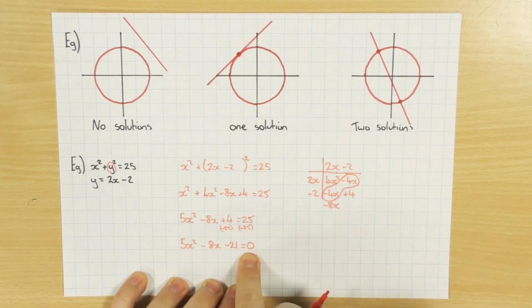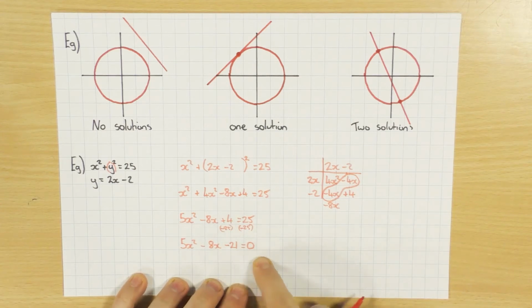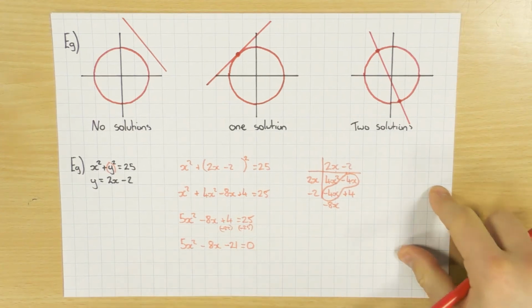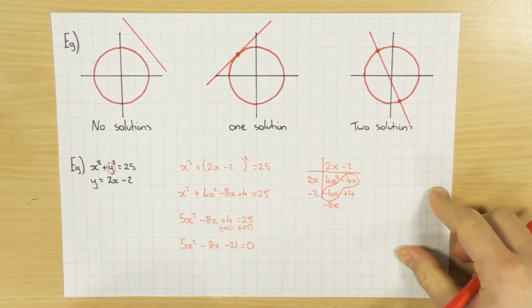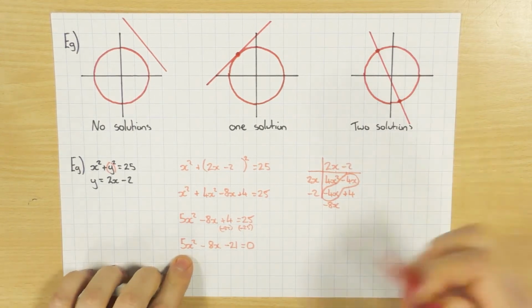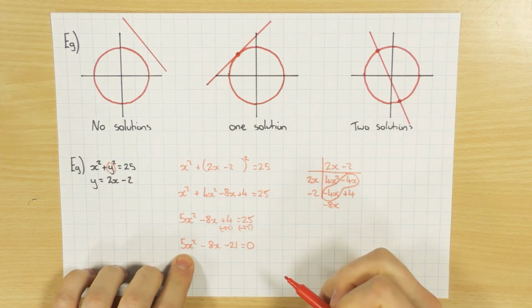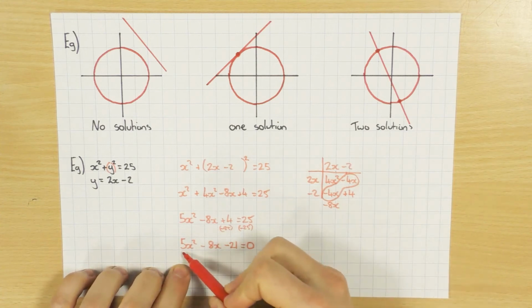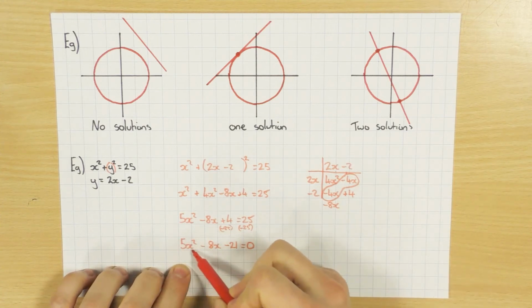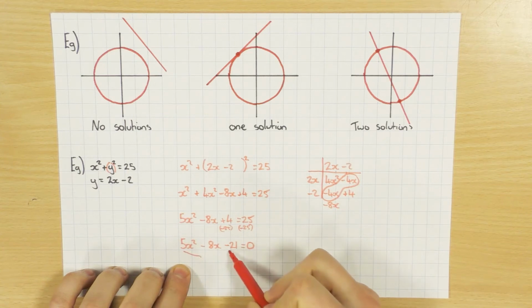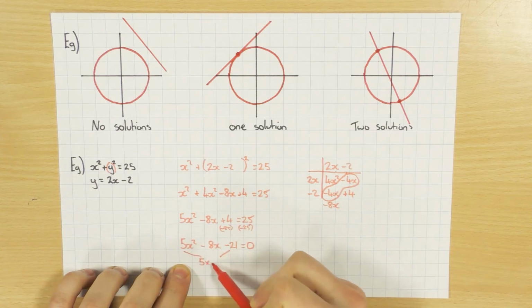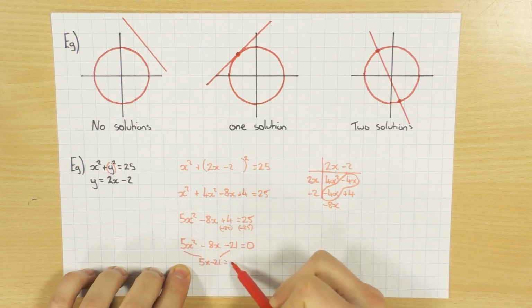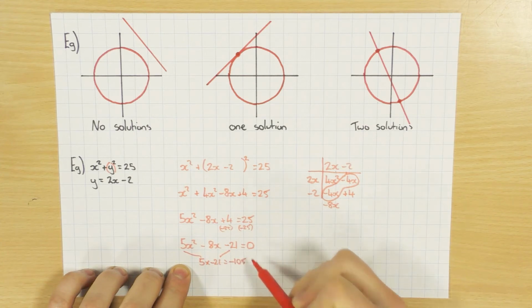If this was a calculator paper, I would say stick it straight in the formula and get your solutions that way. However, if it's a non-calculator, you'll have to factorize it, which is exactly what I'm going to do here. So again, if you can't remember how to factorize a quadratic, check out my video on factorizing into double brackets, because this is the method that I'm now going to do. Because I've got a coefficient in front of the x squared, I need to do this trick. 5 times minus 21 gives me minus 105.